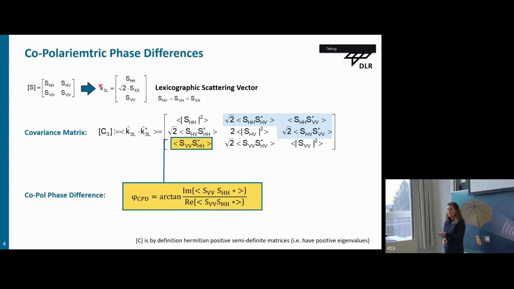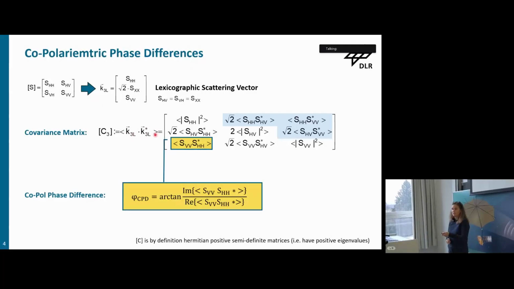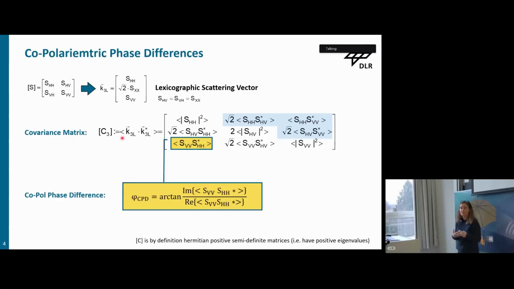Okay, this you have seen already. It's a lexicographical representation, and out of this lexicographical representation, you can build up your covariance matrix, right? The covariance matrix is built up using one of these lexicographical scattering vectors times the conjugate of the other one. And then you retrieve, actually, because we have a 3-dimensional vector, also a 3-dimensional matrix. So you, in principle, increase the 2-dimensional matrix to the 3-dimensional.